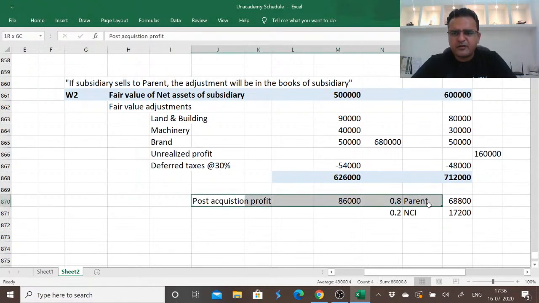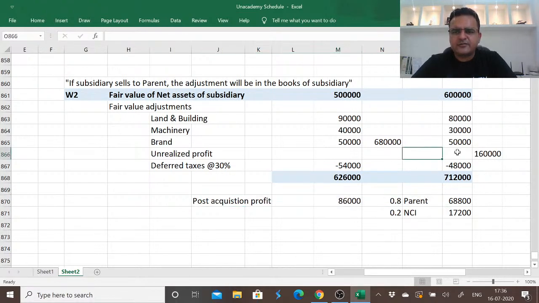But the moment we include 9,000 into it, minus 9,000, have a look at the impact. The post acquisition profit, which is 86,000, is automatically reduced, and the amount allocated to parent and NCI is also dealt with through the unrealized profit. The unrealized profit is automatically treated. The parent's earnings reduce, and the NCI's earnings reduce.